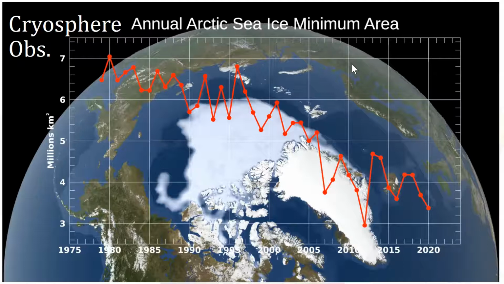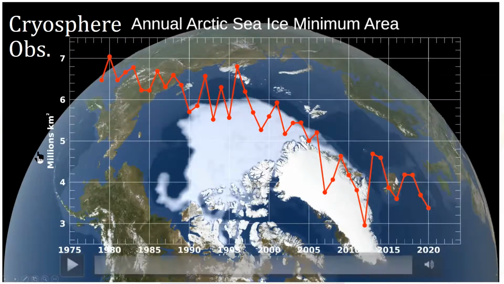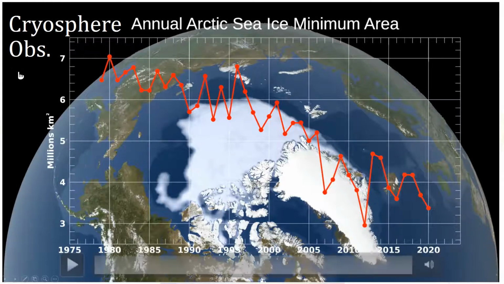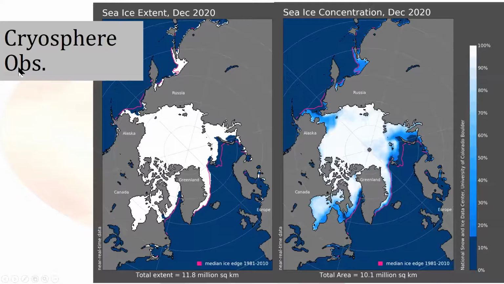Only time will tell, right? But I love that animation. So we can do this spatially again using satellites. We're measuring the spatial extent of sea ice in the Arctic. And I like this too because it gives this nice, simple map of the median sea ice edge over the last climatology period, and this is the extent as of December of 2020. So this is rebuilding stage, right?